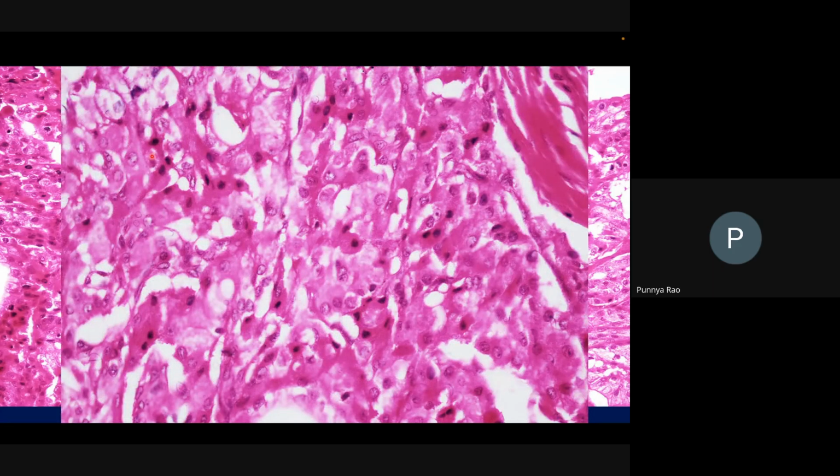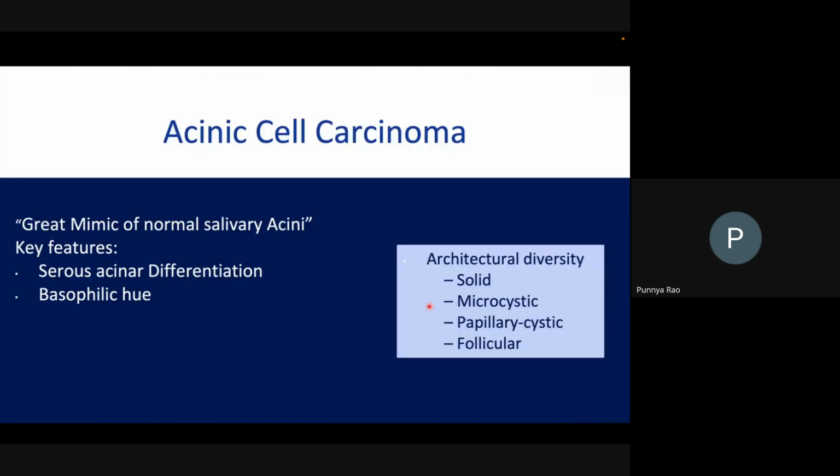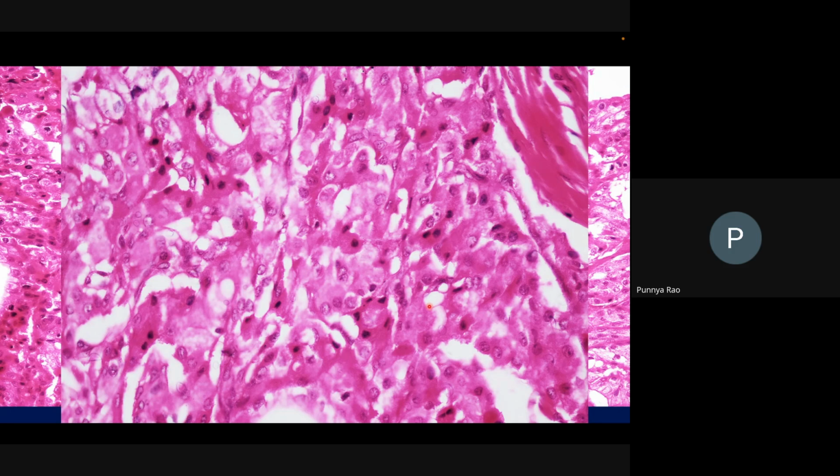So you can see this. This is oncocytic mucoepidermoid carcinoma. Oncocytes in a mucoepidermoid carcinoma are very often seen. So please look for it.